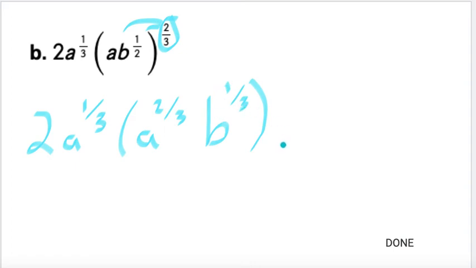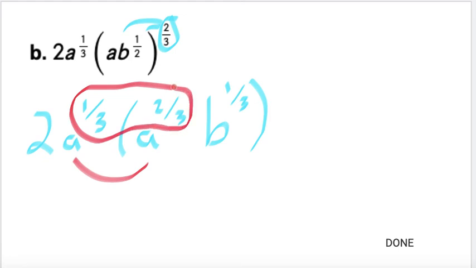So I'm just looking for the same bases, and I do. I have the same base right here. I have an a and an a, so I can add these because it's multiplying. Everything's being multiplied. That means I can add the exponents. Final answer, 2a, 1/3 plus 2/3 is 3/3, which is just 1, but I don't have to write it. And then b to the 1/3.